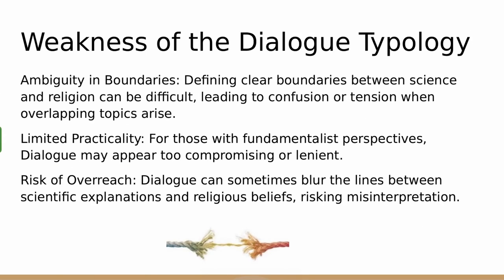All right. Now let's look at some weaknesses. So ambiguity and boundaries. This is definitely a big one. The one challenge is that it can be hard to set clear boundaries between science and religion. When their topics overlap, this can sometimes lead to confusion or tension about one another's fields and where one field begins and one ends, and it seems to be the biggest problem.